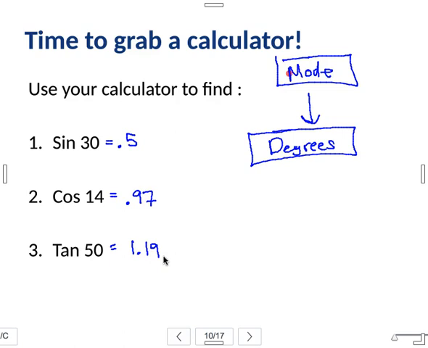So I just wanted to make sure that your mode is correct so that when you grab your calculator this week, if you're using a Texas Instruments, a TI-83 or 84, any of the TIs, you have to be in the right mode. If you're not in the right mode, most likely you're not going to have these correct answers. So this is a checkpoint to make sure that you're in the correct mode. All right, moving on.